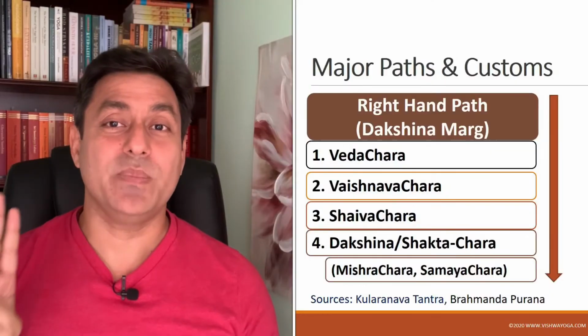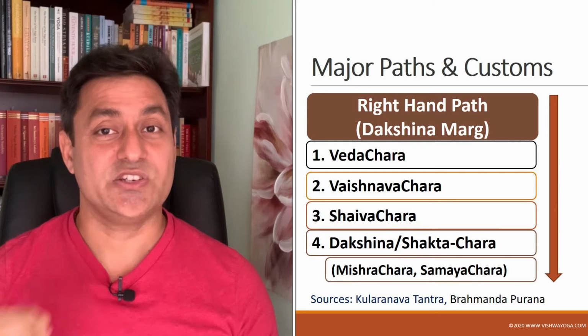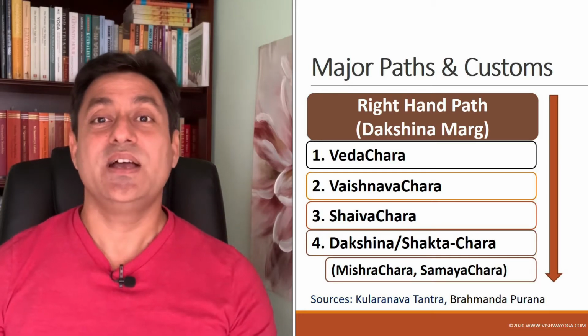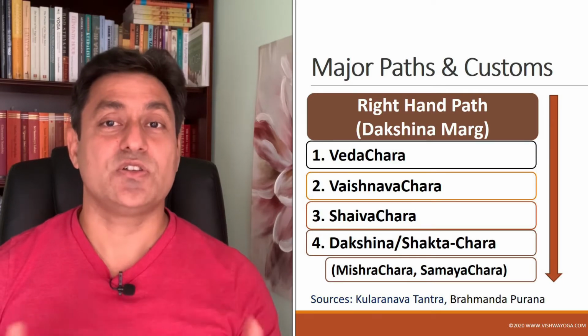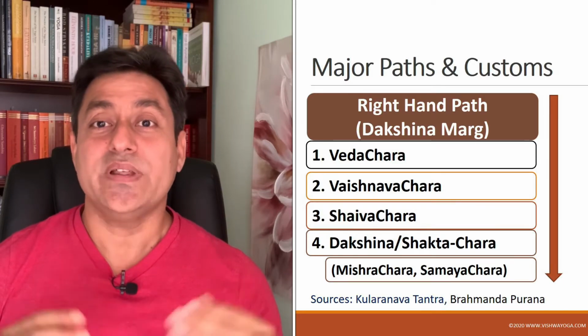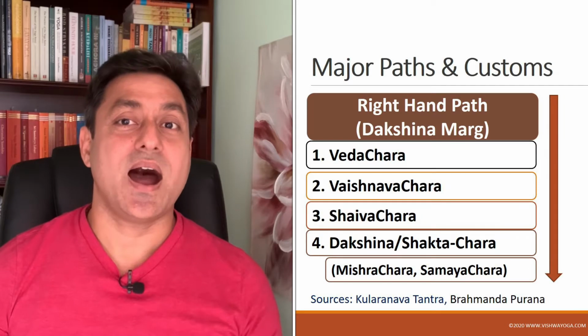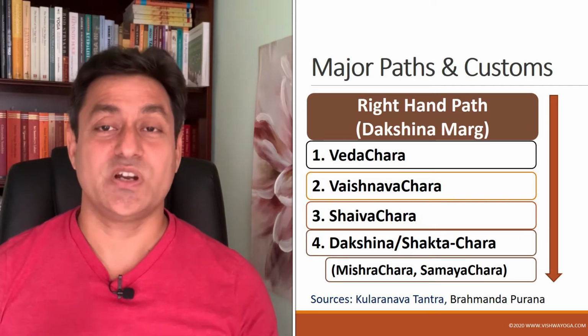On the right hand path, there are four major customs: Vedachar, Vaishnavachar, Shaivachar, and Dakshinachar. It is also called Shaktachar. Within Dakshinachar, there are two subdivisions, Mishrachar and Samyachar. Samyachar is considered to be the highest on the right hand path. The first stage is called Vedachar.